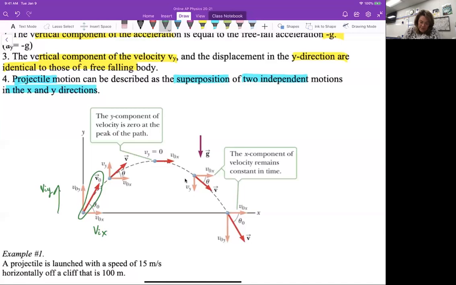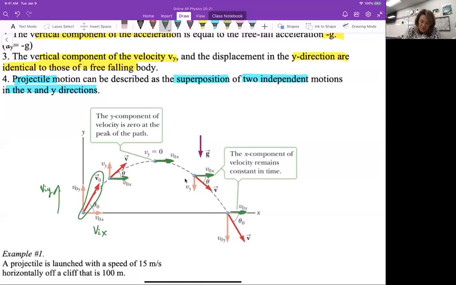Okay, what is happening to the velocity vectors? Notice the length of the x velocity vectors. They're not changing. The length of those vectors, remember the length is the magnitude, does not change, because there's no acceleration, therefore the velocity stayed the same.